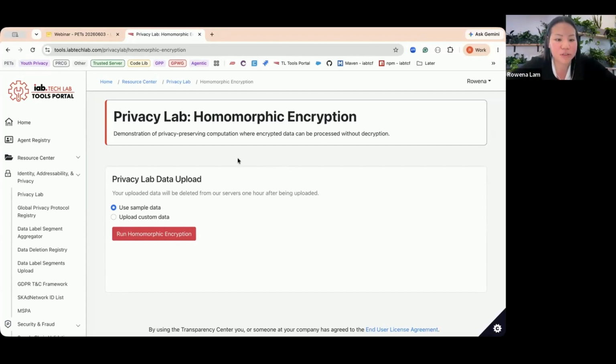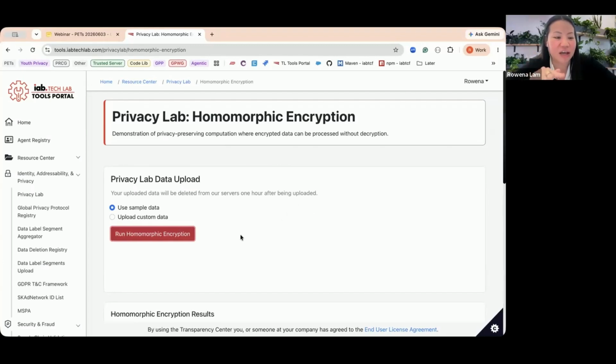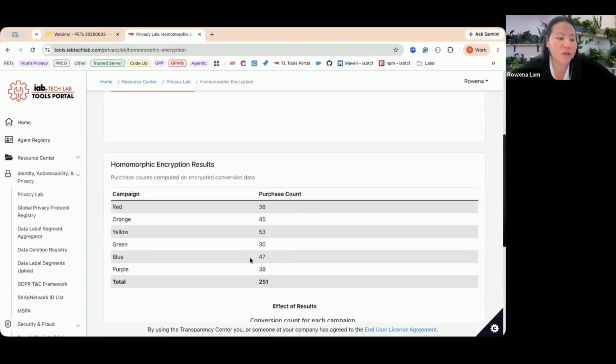So what I'm going to do is run homomorphic encryption again on our sample data. And the thing you'll notice, I'm sure you're noticing, is that this is actually taking a little bit longer than the other two, and that's sort of the point. But the output here is purchase counts per campaign computed entirely on encrypted conversion data. So red is 38, orange is 45, et cetera. And these are the exact correct counts. So I'm not showing you any comparisons because these are the exact counts of purchases.